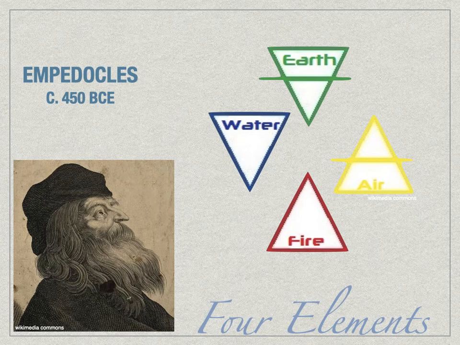Kind of the counter position or the opposing position to Democritus and his infinite number and types of indivisible atoms is Empedocles. Empedocles is around 450 BCE, and Empedocles is the first one that we know that kind of proposed the idea of the four fundamental elements: earth, water, air, and fire, and that matter in the universe is various percentage compositions of these different elements, but the elements themselves are infinitely divisible into smaller and smaller pieces, which allows you to get any possible combination that you can want.